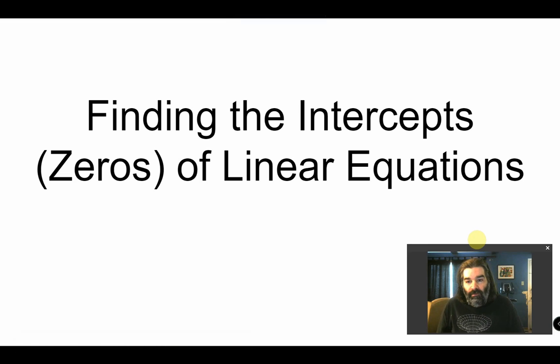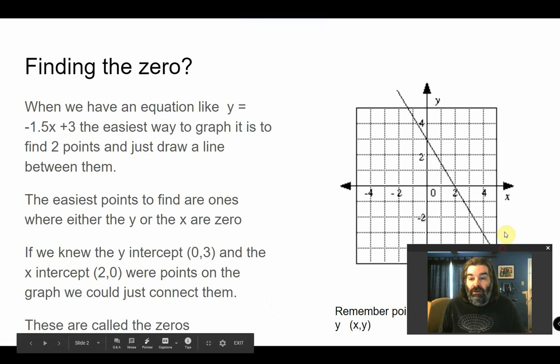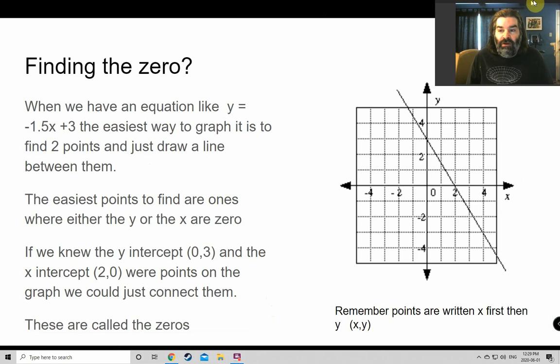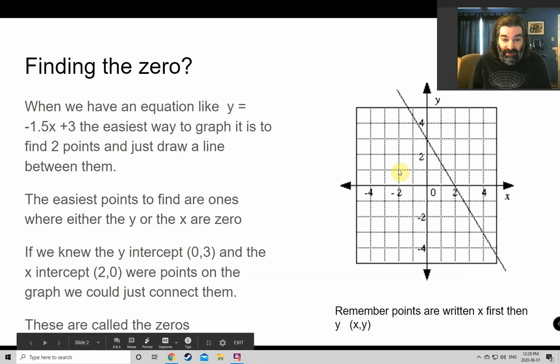So when we say we're finding intercepts, we also call it finding the zeros, because where a zero is where an intercept will happen. So if you've got an equation like y equals minus 1.5x plus 3, the easiest way to graph it is if you've got 2 points, because it's a straight line, you can just draw a line between them with a ruler. It makes it really easy.